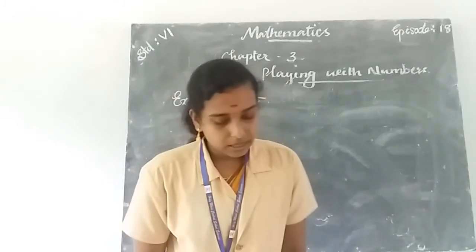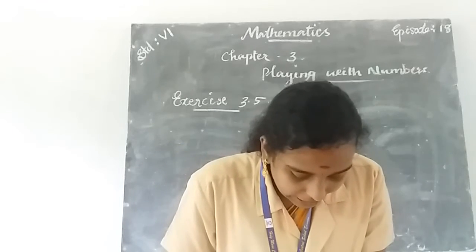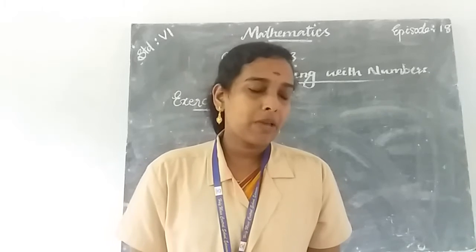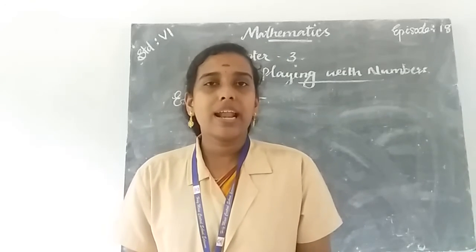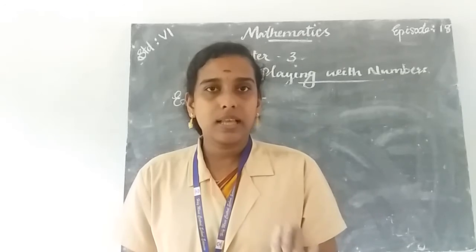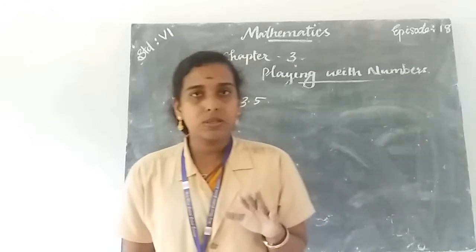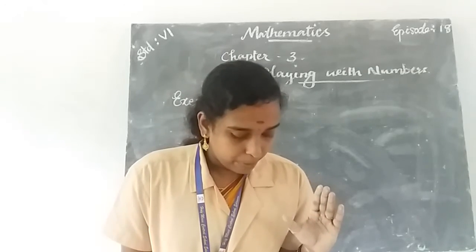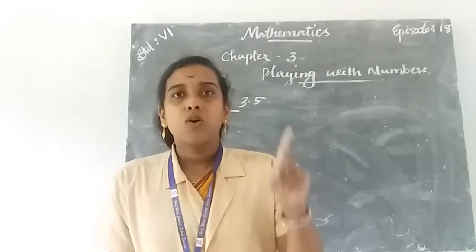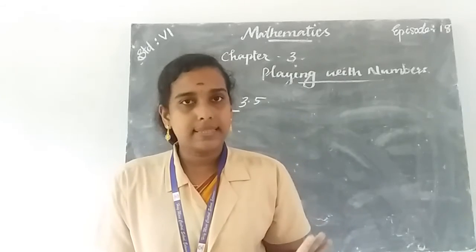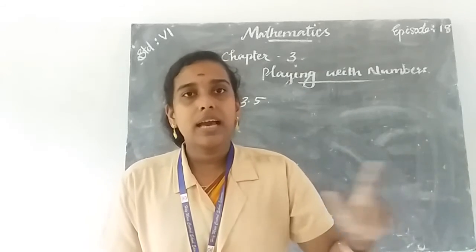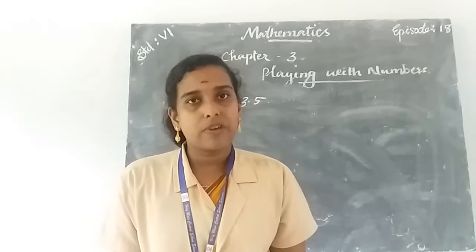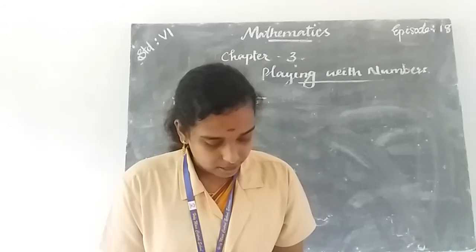So question number 3. Which factors are not included in the prime factorization of a composite number? In the prime factorization of a composite number, 1 and the number itself are not included. The numbers that are not included in the prime factorization of a composite number are 1 and the number itself.